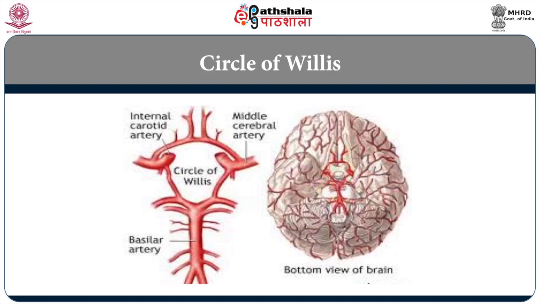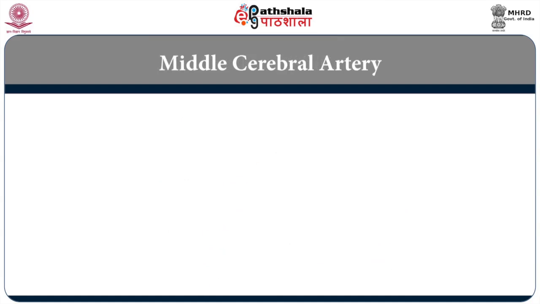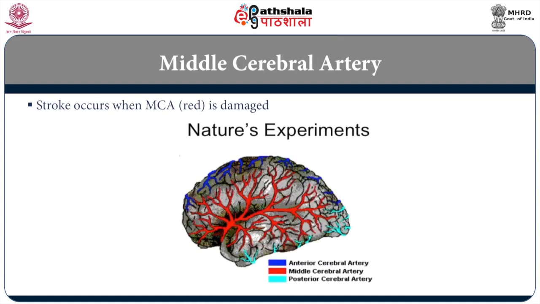On the left side you are shown the circle of Willis, which is superimposed on the actual brain diagram on the right side. Study the figure carefully. And then the next figure shows you the middle cerebral artery, how it supplies blood to the most important areas in the frontal lobe, the temporal lobe and the parietal lobe. And therefore, stroke aphasia, about which you are going to learn in another module, occurs when the middle cerebral artery is damaged, not the PCA or ACA, but the MCA, and the MCA is shown in red color in this picture.